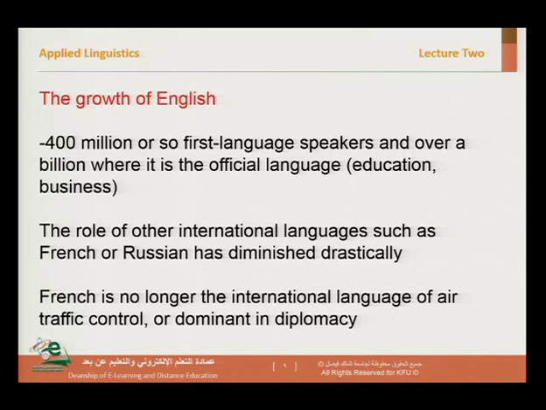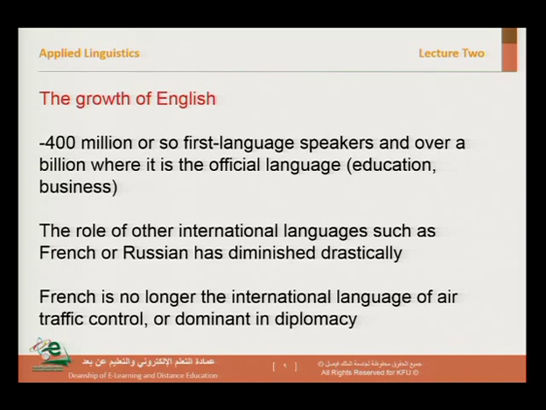Another important issue here, because we are dealing with language, is that we have to say something about the language that we are studying. We are studying English now, and what this language is doing, and what effect it has on the world that we are living in. The growth of English, I may ask you, for example: how has the growth of English affected other languages? Let's have this brief introduction about English. 400 million or so first language speakers of English. A very big number, and it is increasing.